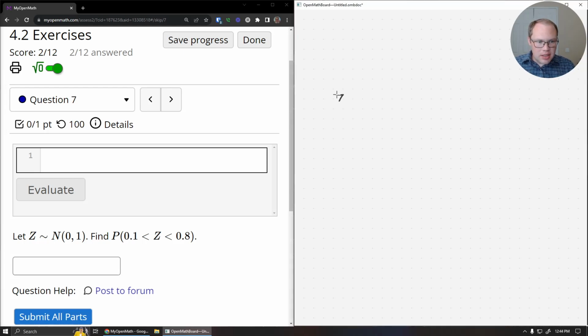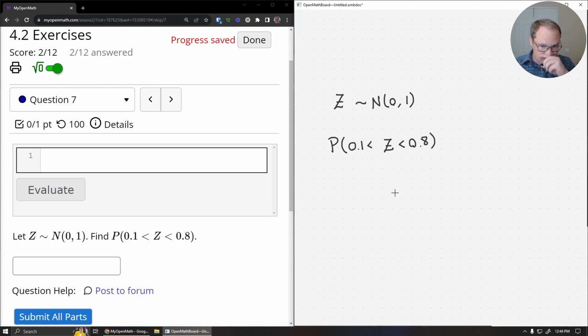I'm again dealing with a random variable z that is normally distributed with mean 0 and standard deviation 1. So again, this is a standard normal distribution. In this case, though, I want to find the probability that z is between two values, that z is between 0.1 and 0.8.